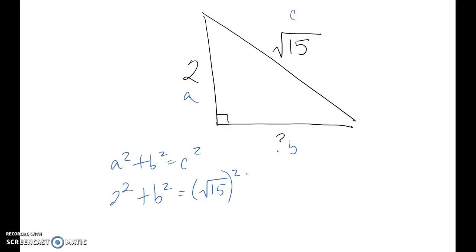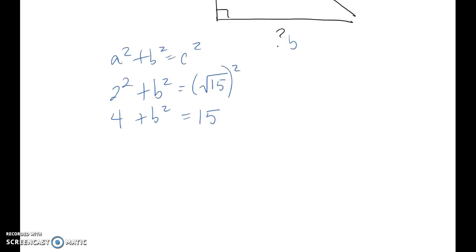Now, some of you may remember from the past, if you have a square root and a squared together, they just cancel each other out. And so what ends up happening is this turns into a normal 15 over here. On this side, 2 squared is 4, plus b squared. Okay, so from here, what do we do? Well, we're trying to solve for b. So I'm going to go ahead and subtract 4 from both sides, just to isolate this. And what would that be? 11. And now, to get the b by itself, we're going to take the square root of both sides.